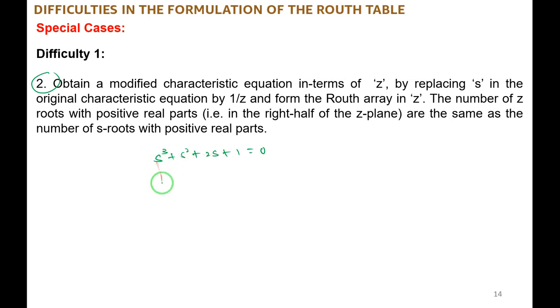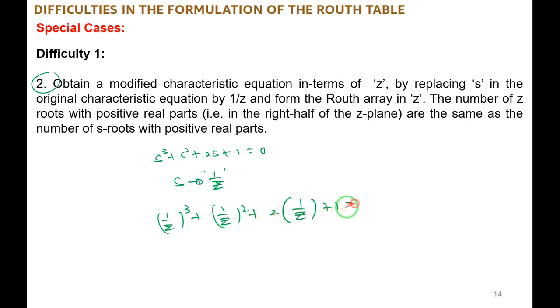So at that time, replace s by 1 by z. This is the second way of doing it. Replace s by 1 by z, means 1 by z whole cube plus 1 by z whole square plus 2 into 1 by z plus 1 equal to 0. So I will get the characteristic equation in the z plane. This is in the s plane, and this characteristic equation, we call it, is in the z plane. Right?